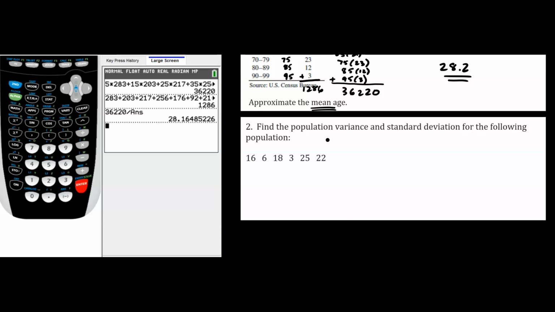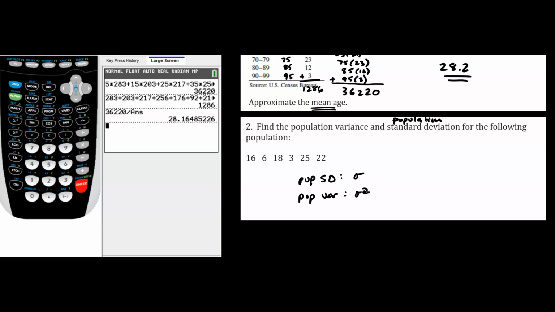And just to be clear, if it's saying find the population variance and standard deviation, they're saying find the population standard deviation and the population variance. So the population standard deviation is going to be sigma. And I'll denote this population standard deviation, and then the population variance is going to be sigma squared. And remember, the calculator is going to give us sigma. We'll have to square that result to get sigma squared.